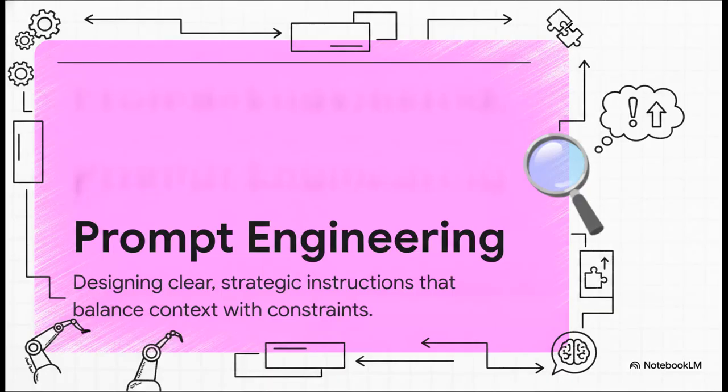Which brings us to the core expert secret, prompt engineering. Now, I want to be clear. Prompt engineering is not just about typing more words into a text box. It's the process of designing clear, strategic instructions that perfectly balance context with constraints. You're essentially structuring your prompts logically, almost like you're writing software code. You're building a repeatable framework that ensures the AI understands exactly what you need, producing highly useful, targeted output, while keeping errors to an absolute minimum.